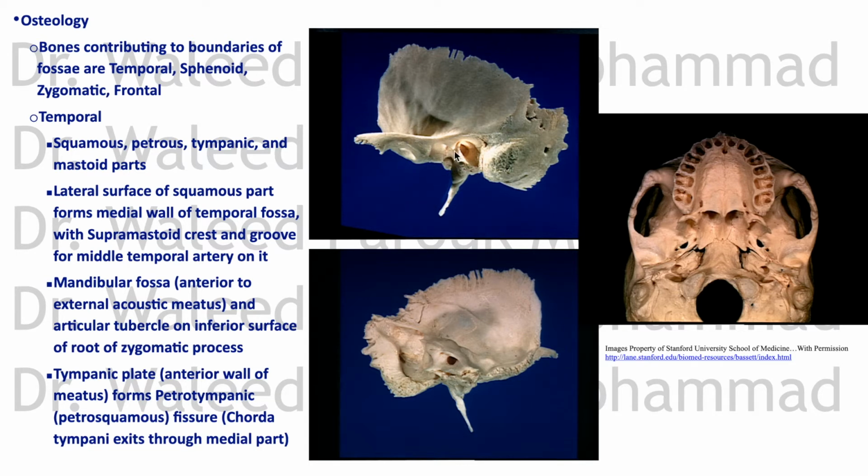It's called the petrotympanic fissure or petrosquamous fissure. The chorda tympani branch, remember the chorda tympani branch, the branch of facial, exits the skull through this fissure called the petrosquamous fissure. But now we will be dealing with the floor of the temporal fossa. That's mainly by the squamous part of the temporal bone. Okay.